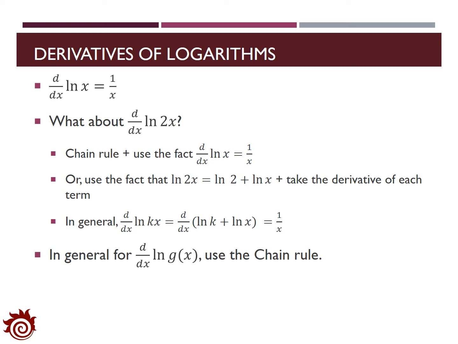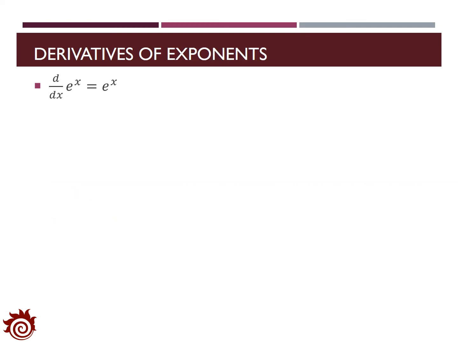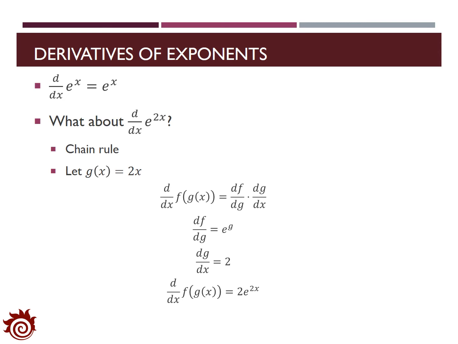Also, for the derivative of log g(x), you can always use the chain rule to find the solution. The derivative of the exponential is very unique. Actually, the derivative of e to the x is just itself. To solve the derivative of e to the 2x, you can apply the chain rule, and the formula here shows the process for using the chain rule to find the result. In general, the derivative of e to the 2x equals 2 times e to the 2x.